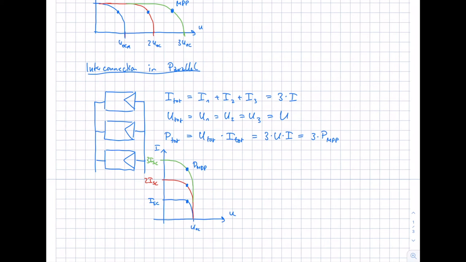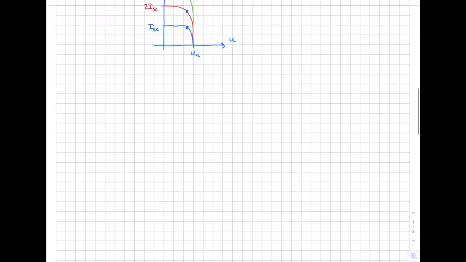And finally, what we'll have a look at is what is happening if we interconnect PV modules first in series, so that we get module strings, and then in a second step we take these module strings and interconnect them in parallel. So what is then happening with I, with V, and with P? So, interconnection of PV modules.